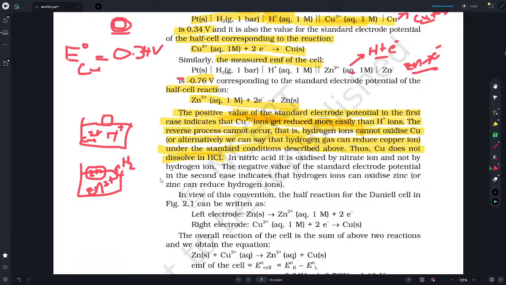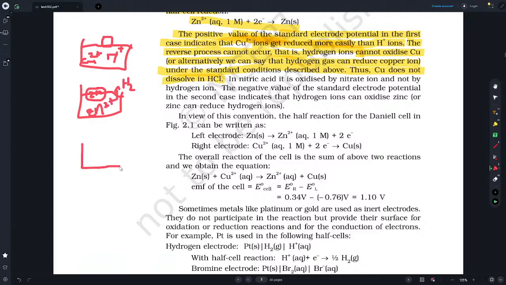And one more case: if we throw copper into a solution of nitric acid, the representation I am drawing here doesn't mean metals can float on solution, it is just a representation. In HNO3, which is the nitric acid, copper can indeed dissolve, but this is not because H plus is taking electrons from the copper, it is due to the reaction between NO3 minus and copper. NO3 minus being very strong, it can react with copper.